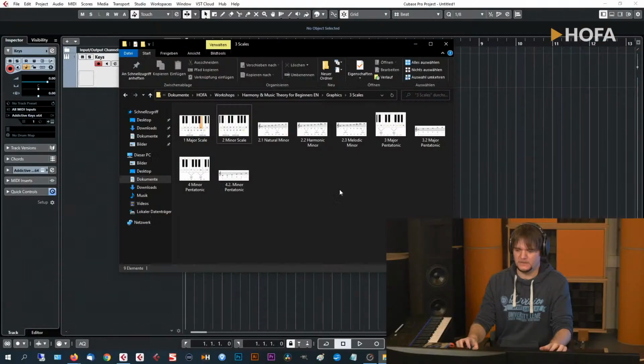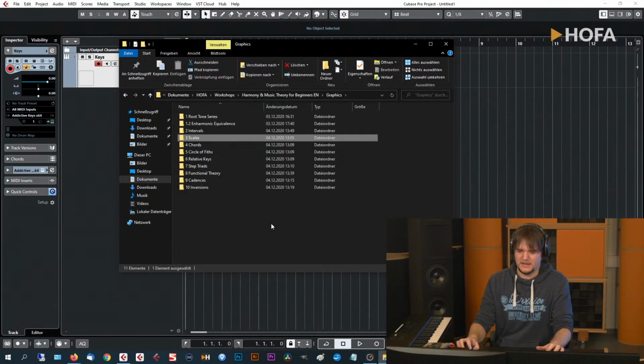So that's our two basic scales, the major scale and the minor scale. There are different options of scale that we're going to talk about in this workshop.